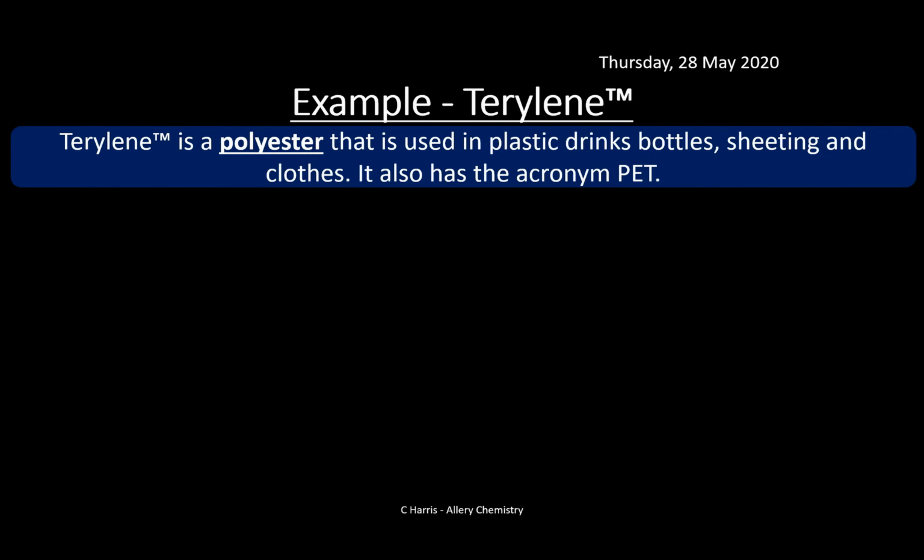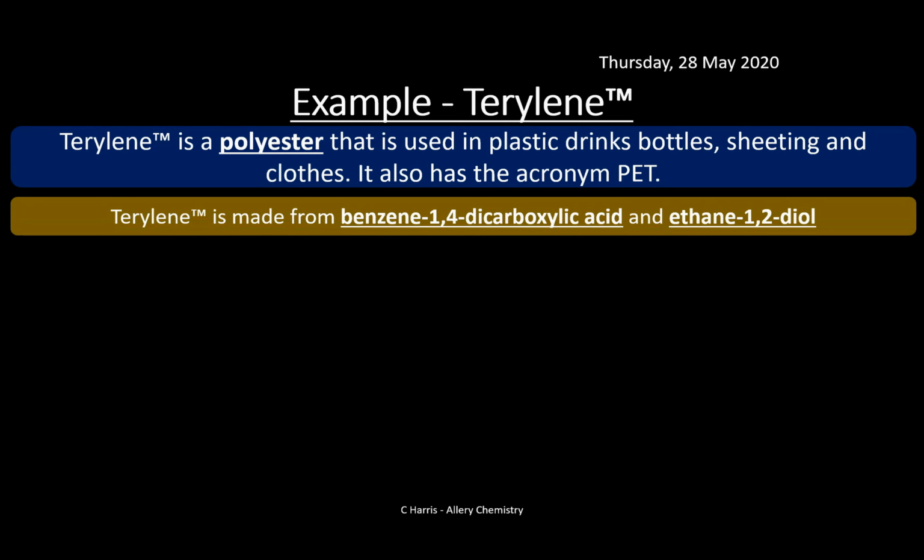So you might see it if you look on the bottom of a soft drinks bottle. You'll see the letters PET next to it. If it has PET next to it, that means it's made from terylene. So you kind of get an idea, it's a little bit more tangible. You know what terylene looks like. It's made from benzene 1,4-dicarboxylic acid and ethane 1,2-diol.